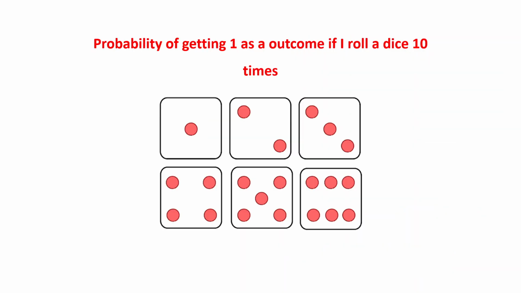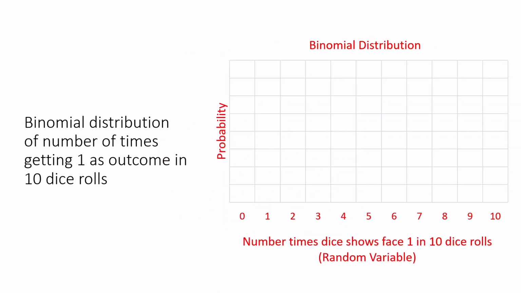So for this kind of problem, the probability of getting outcome 1 if I roll a dice 10 times, on the x-axis you have the entries of the random variable. The random variable is the number of times the dice shows face 1 in 10 dice rolls. So the random variable can take values between 0 to 10.